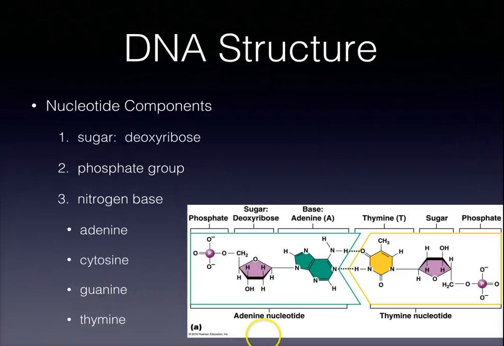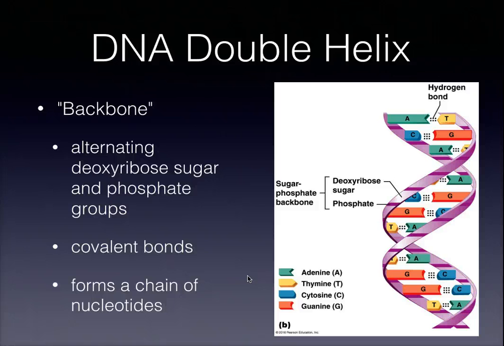Let me just go back one second. I just wanted to make sure that I mentioned that these are covalent bonds between each of these components. So the base is covalently bonded to the sugar, or the deoxyribose, and the phosphate is covalently bonded to the deoxyribose as well. All right, so each of those subunits or nucleotides is a molecule, but when you put those units together, you get a really big molecule or a macromolecule called DNA.